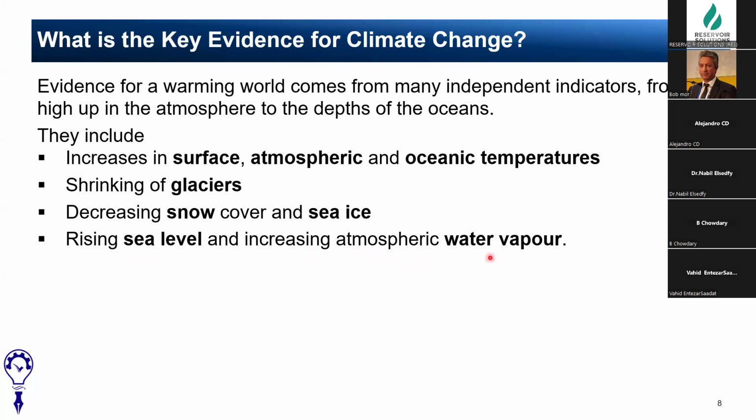Another evidence is rising sea level and increasing atmospheric water vapor. Extra water vapor in the atmosphere falls again as extra rain, which can cause flooding. This evidence we have already seen recently. For example, the flooding in Oman, the flooding in Dubai, the flooding in Southeast Asia and other areas. These are the evidence for climate change.